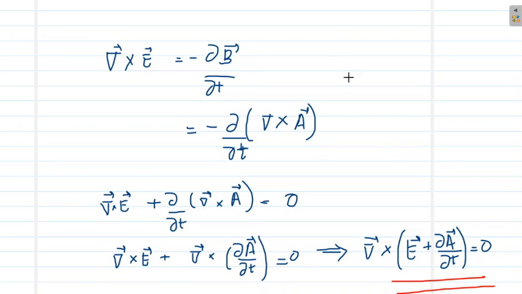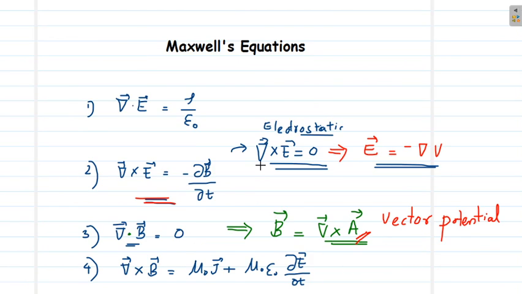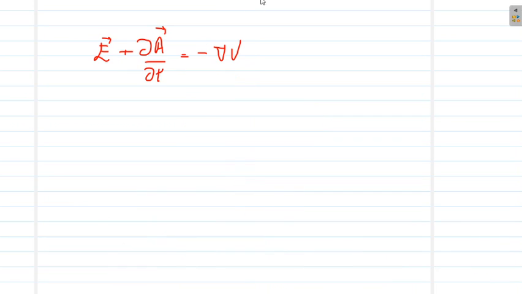So what does this mean? This means that E plus ∂A/∂t should be equal to minus ∇V. Here, since ∇ × E equals 0 in electrostatics, the electric field E is equal to minus ∇V, whereas in electrodynamics, E plus ∂A/∂t is equal to 0. So this implies that the electric field is equal to minus ∇V minus ∂A/∂t.